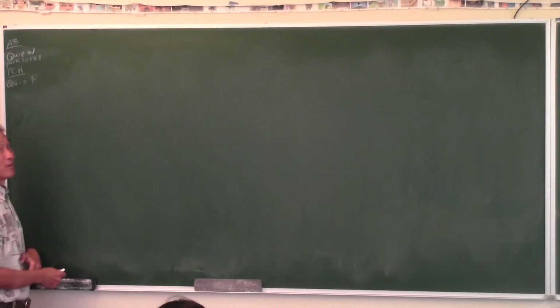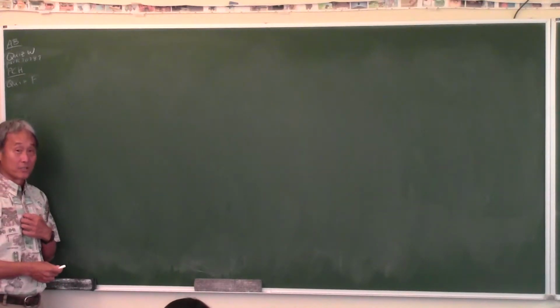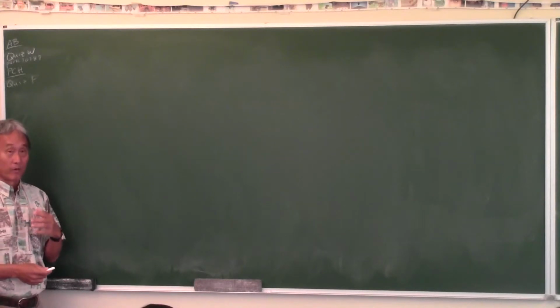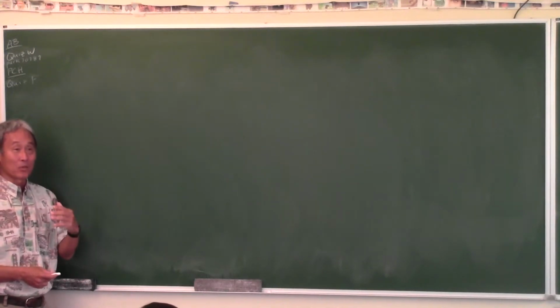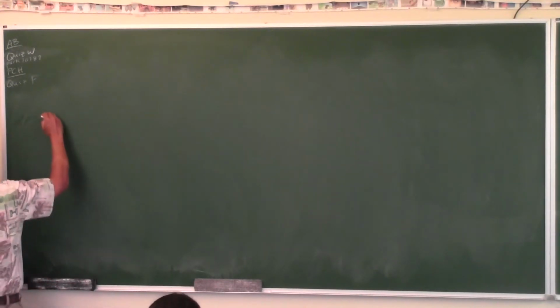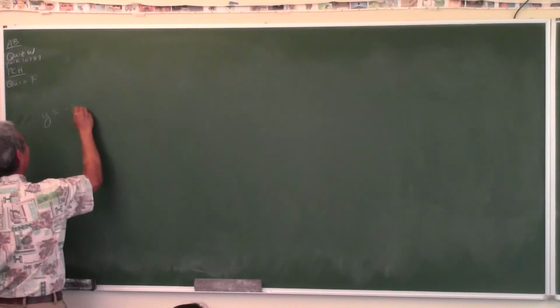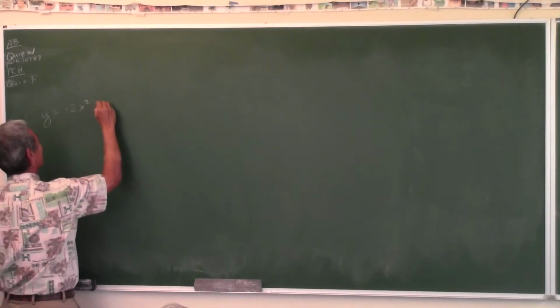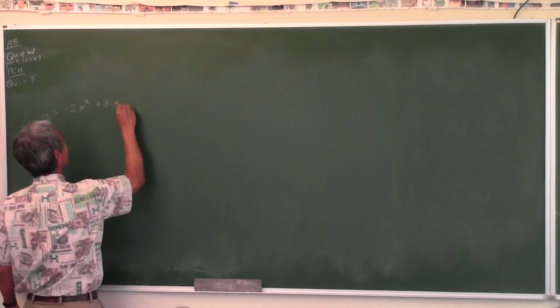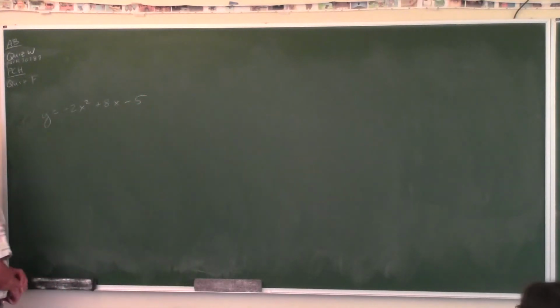Yay! Okay, today we start learning about quadratic functions, which are parabolas. Quick review. What's the fastest way to graph a parabola? Okay, let me give you a problem. y equals negative 2x squared minus 8x minus 5. Graph this parabola. What's the most important point on the parabola? The vertex. The origin. No, the vertex.